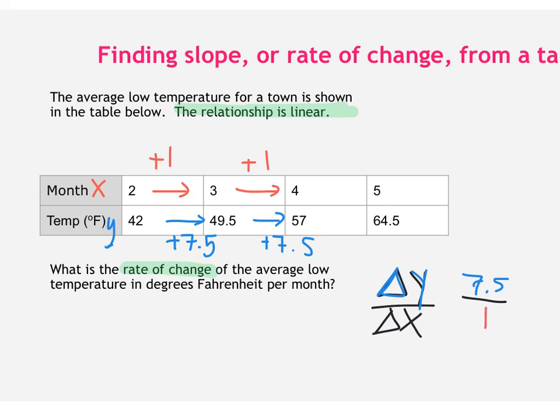So our rate of change for this table is going to be 7.5 divided by 1, which when we reduce that fraction is just going to be 7.5.